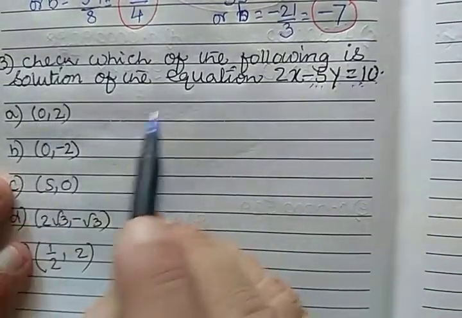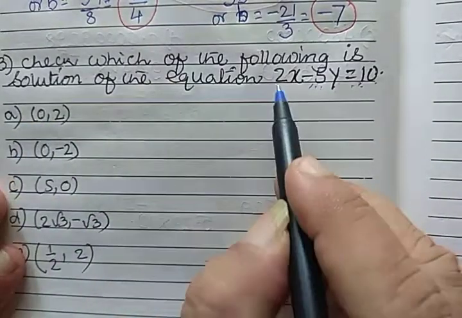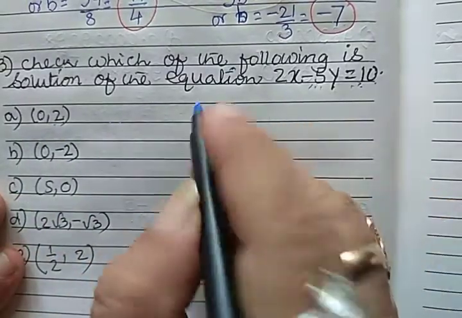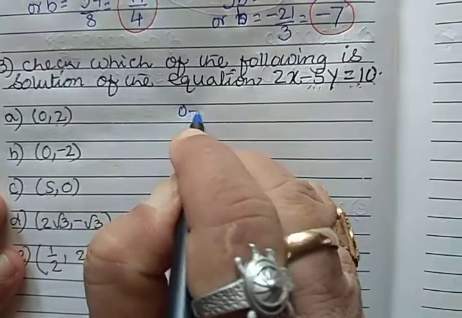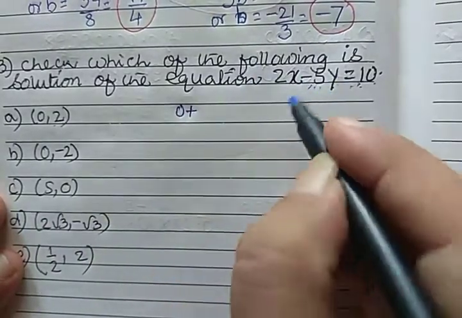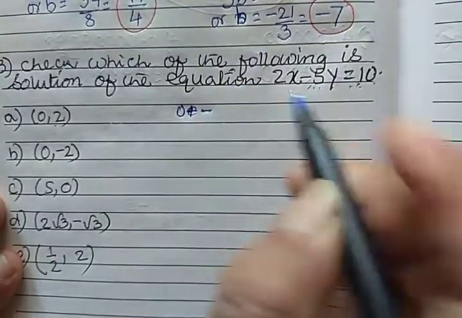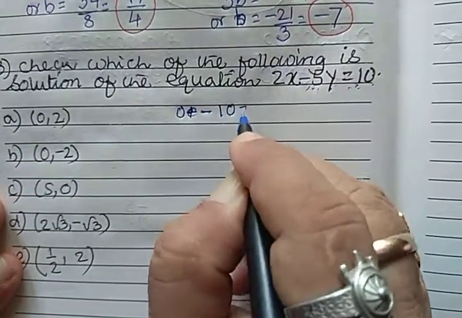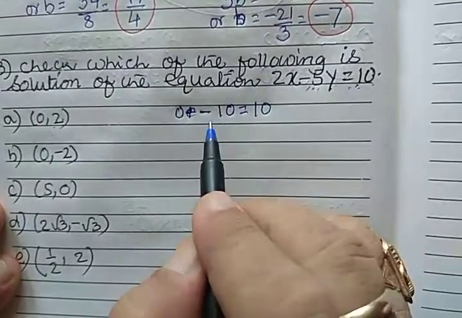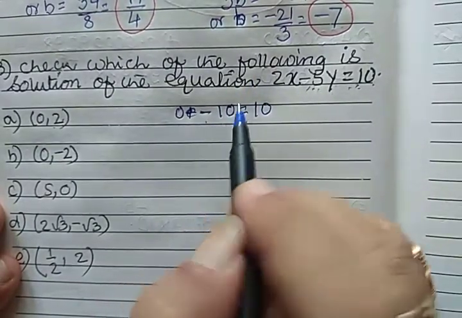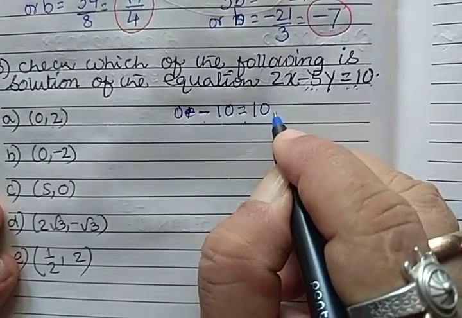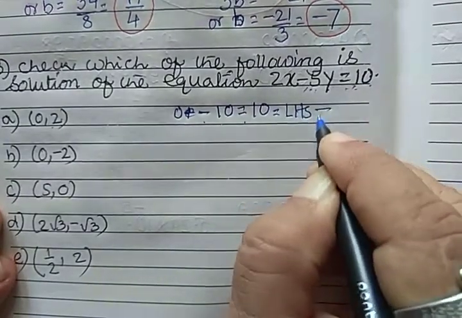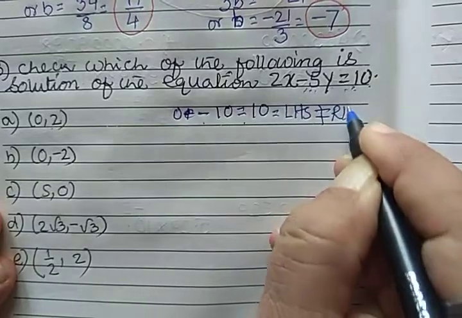So now let us replace the values of x and y by 0, 2. 2 into 0, x means 0, so this becomes 0. Plus, here minus 5 into 2, minus 10 is equal to 10. So is LHS equal to RHS? No. LHS is not equal to RHS.